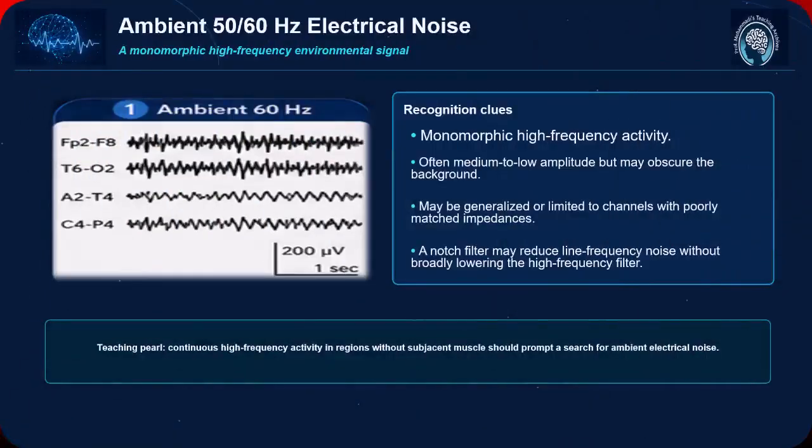Ambient electrical noise is one of the most common environmental artifacts encountered during EEG recording. It usually appears as monomorphic high-frequency activity. Depending on the setting, it may be seen at 60 Hz, especially in North America, or 50 Hz in many other parts of the world. It may involve many channels, or it may be more prominent in selected channels when electrode impedances are poorly matched. When we see continuous high-frequency activity, especially in regions where muscle artifact is unlikely, we should inspect the electrodes, cables, and nearby electrical sources before concluding that the activity is cerebral. Next slide, please.